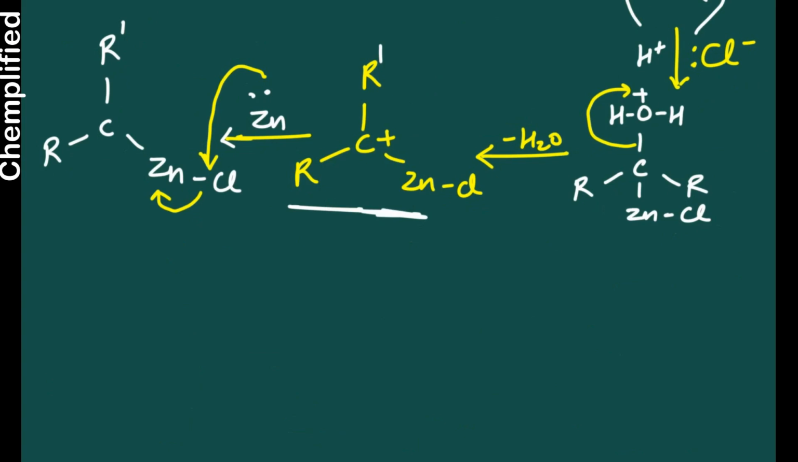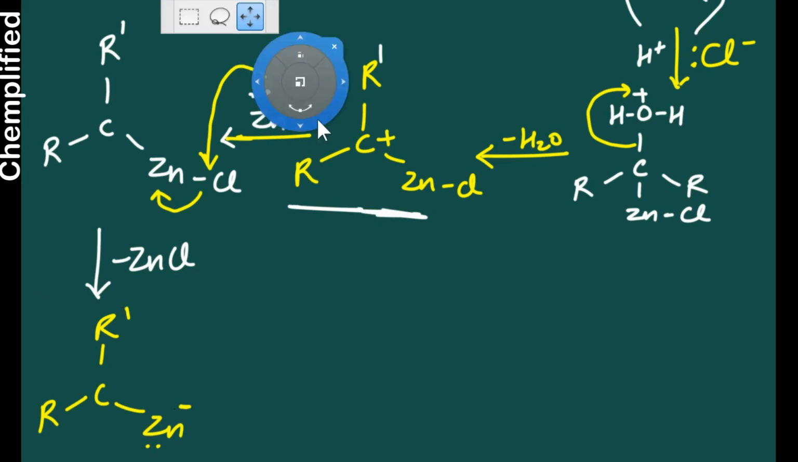Now what happens next is, ZnCl will be removed, right? And you will get a product as follows: R, C, R dash, Zn, and this time zinc will have a negative charge on it. That means a lone pair of electrons will be there. Now in the same step, let me move it a little bit more.